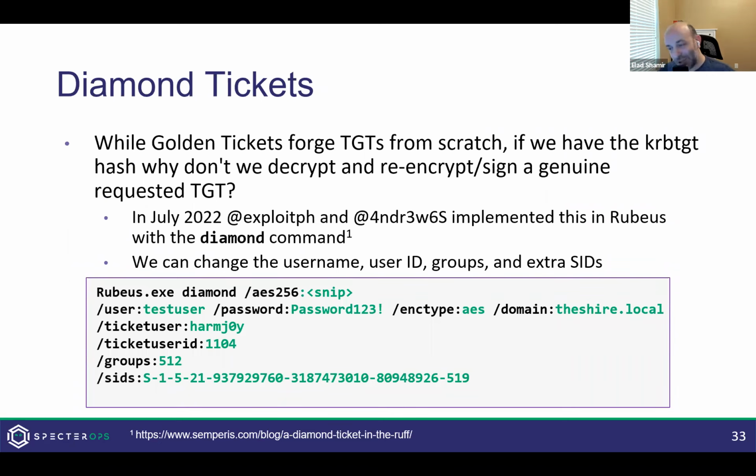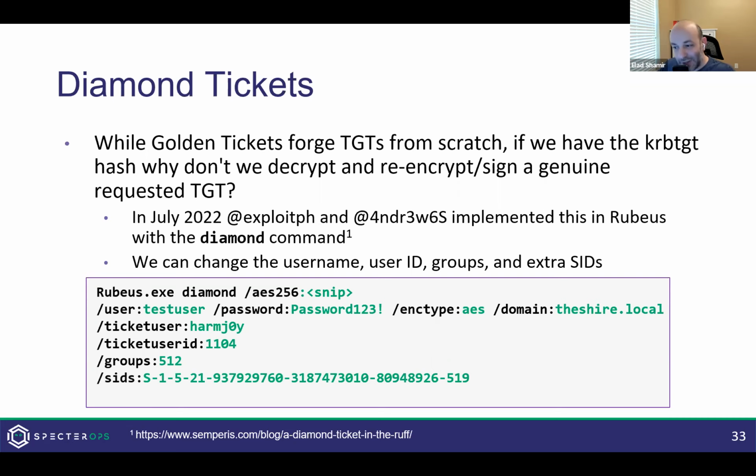So following the realistic approach, Charlie Clark and Andrew Schwartz took it to the next level with diamond tickets. Why forge a ticket from scratch and potentially make mistakes if you can modify a real ticket generated by a domain controller? And that's what diamond tickets are, modified TGTs. In the diamond ticket attack, we first obtain a real ticket using valid credentials, then decrypt it and modify it to fit our needs. For example, add membership in the domain admins group. We then re-encrypt it and use it. This way, the ticket is as close as it gets to a legitimate ticket.